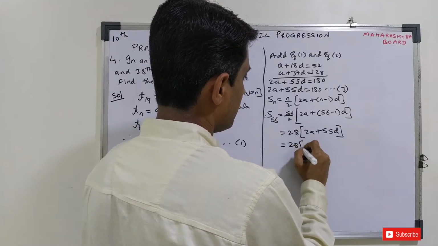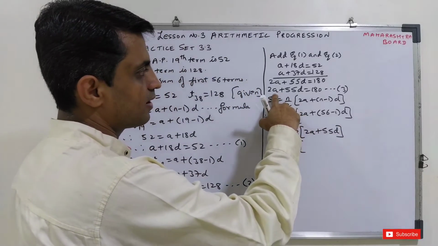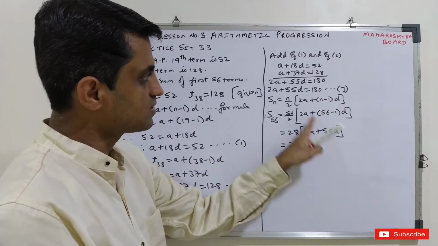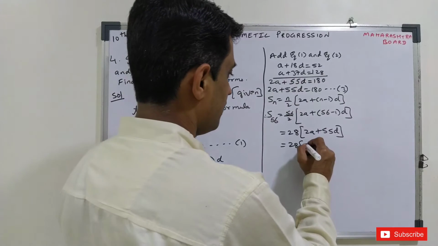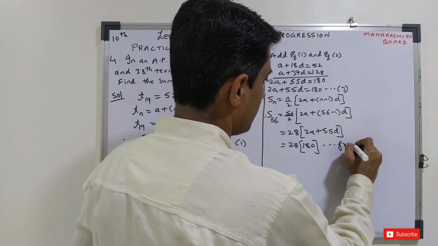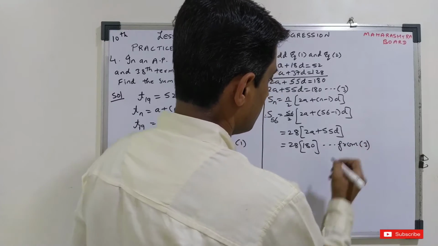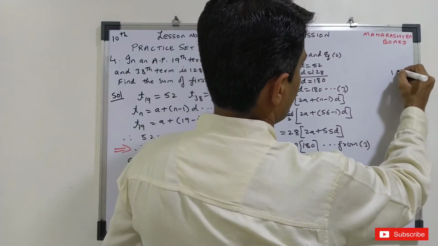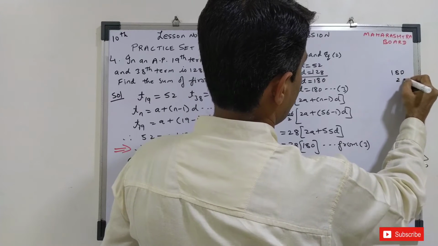Now 28. What is 2a plus 55d? You can see here, directly we got the value. 2a plus 55d is how much? 180. Yes, correct. And here you write from where? From 3. See, how much of a shortcut it became. Now let us multiply 180 into 28.